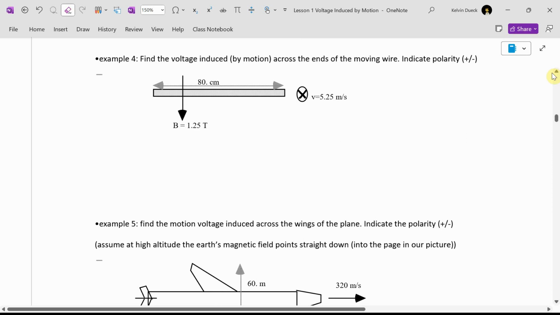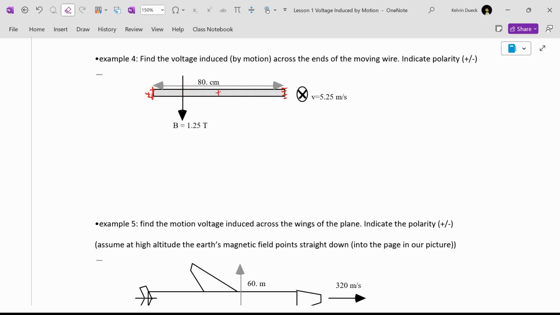It says find the induced voltage across the ends of the moving wire and indicate the polarity. Let's do that first. So looking at this picture, the magnetic field looks like it's down the page. Our speed is into the page. So the proton is moving into the page. Point your right thumbs into the page. What direction is the magnetic field? Down the page. Which side of the wire becomes positively charged? The left side or the right side?